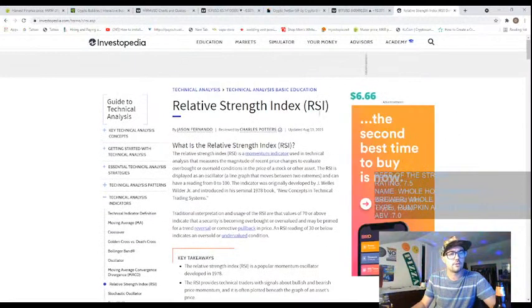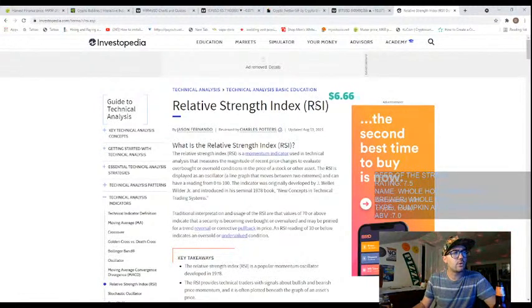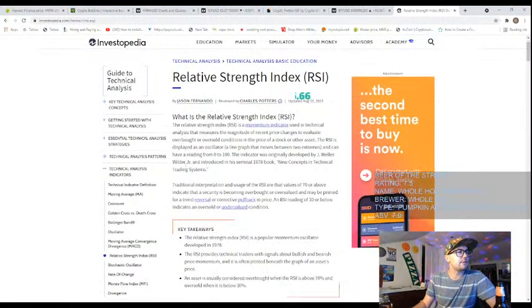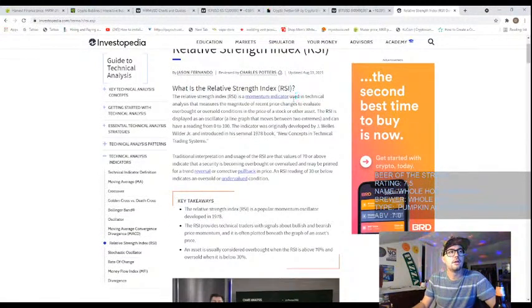The RSI, right? This is on TradingView. This is a free indicator tool. And we use tools to make a trade that is more beneficial in our favor. The more tools that confirm that it's more beneficial in your favor, the more likely it's beneficial in your favor, right? So the relative strength index is a momentum indicator used in technical analysis that measures the magnitude of recent price changes.